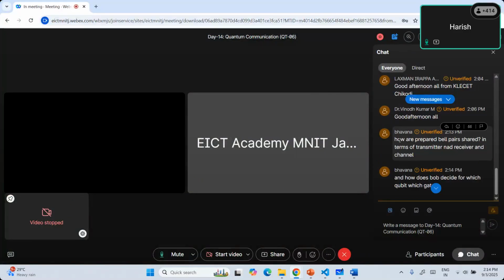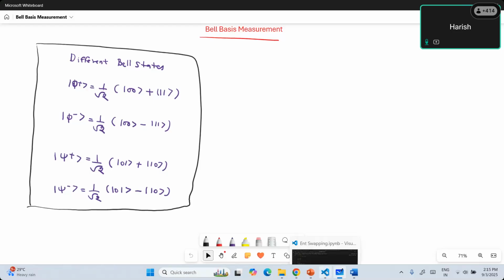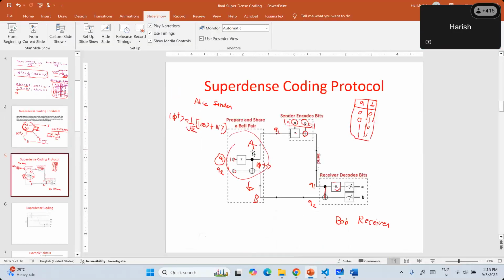The first question is, how is the prepared Bell pair shared in terms of transmitter and receiver channel? As I told, these two qubits can be implemented by photons also. So qubit 1, Q1, is a photon, qubit 2 is a photon. So we can send these photons, one photon to Alice.